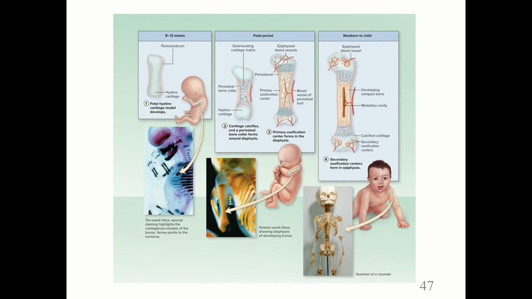Here's another image showing endochondral ossification from 8 to 12 weeks. This is a wonderful picture of the fetal hyaline cartilage model. You can see the cartilage in the very light color here, and there are special stains that highlight the cartilaginous models of the bones. The arrows are going to point to the humerus. So here we're starting to see the bony collar forming in the hyaline cartilage.